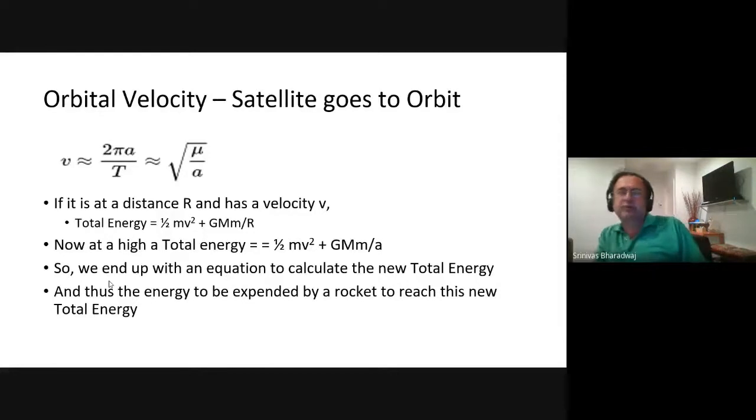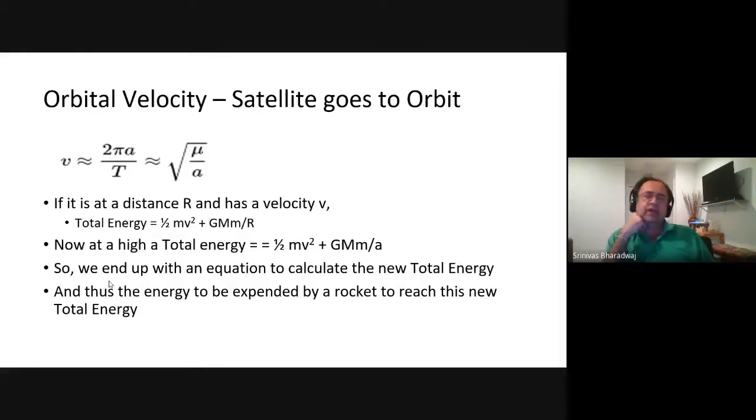Now when a satellite is in orbit, you have 2 pi r by T. What is T? Let's say it's a circular orbit, it goes around once, and there is a radius a. If it is a rough ellipse, you take the semi-major axis: major axis, minor axis, a plus b by 2. Therefore 2 pi a by T, where a is the semi-major axis, x1 plus x2 by 2. So approximately, velocity will be 2 pi r divided by the period of the planet or the satellite.